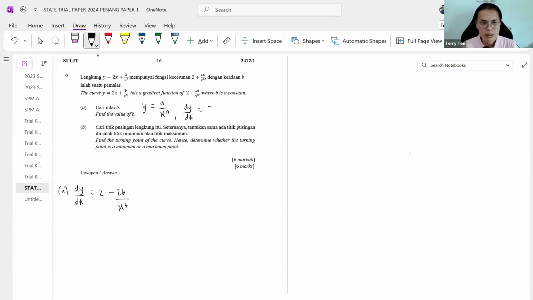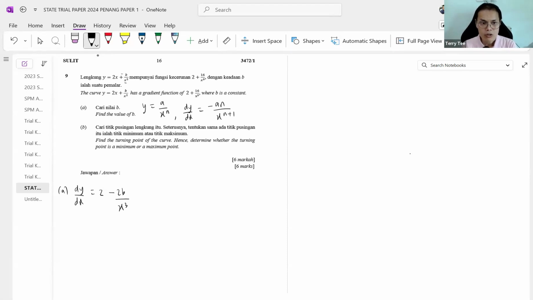We put a negative in front. We copy a times n, copy x, you increase the power by 1. That's what I did here. I put a negative in front of b. I take b times 2 is 2b. I copy my x. The power is 2, you increase by 1, you get x cubed.